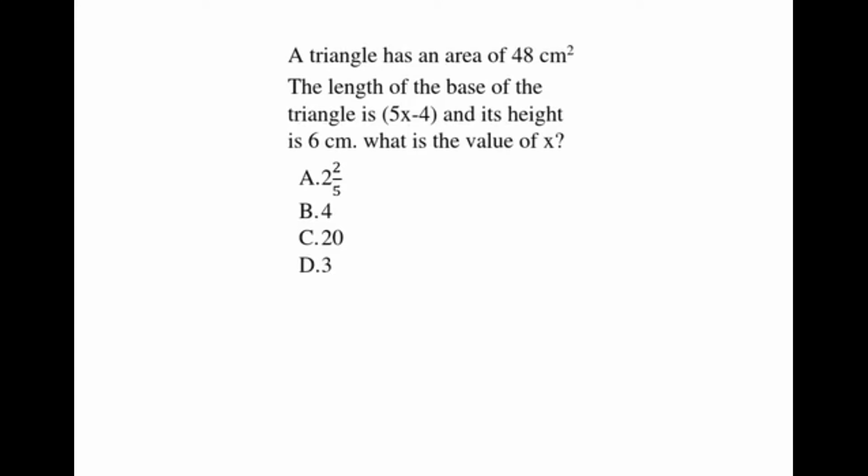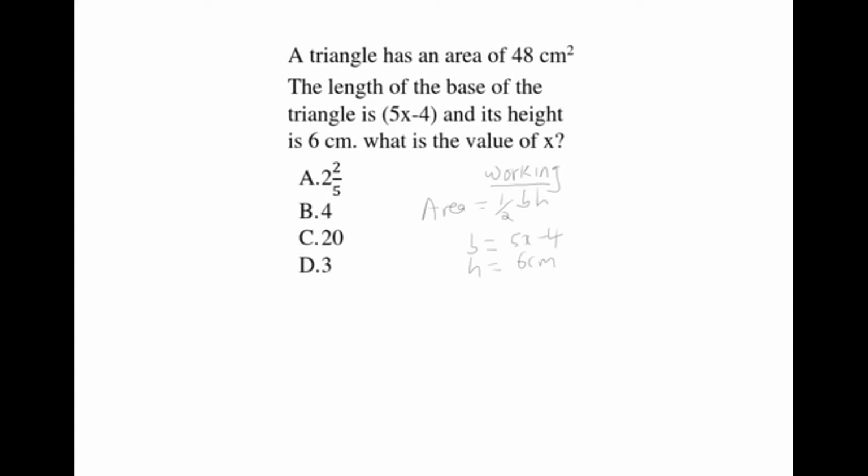A triangle has an area of 48 centimeters squared. The length of the base of the triangle is 5x minus 4 and its height is 6 centimeters. What is the value of x? So let's have working. We know that the area of a triangle is given by a half base times height. Then we have our base as 5x minus 4 and our height as 6 centimeters.